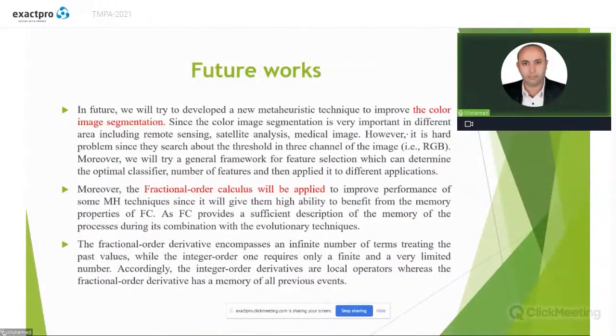In future work, we can work together if anyone wants to join me or my group to work on color image segmentation. Also, maybe we can say our group is the first group to use fractional calculus in improving meta-heuristic techniques and apply them to different applications. Also, there are many different works we can do together if anyone prefers to join me.